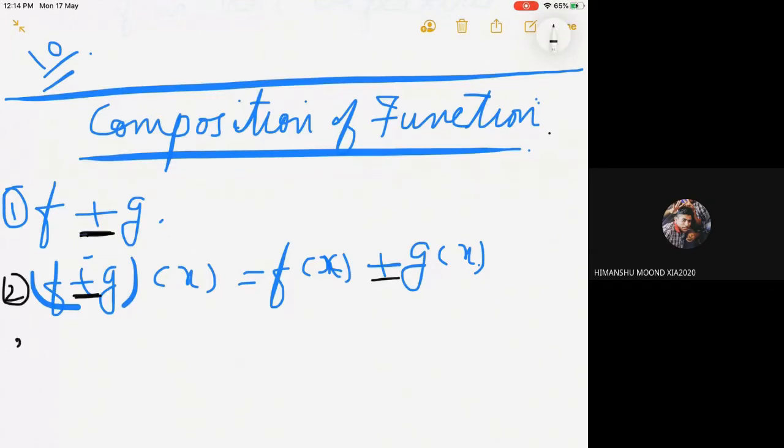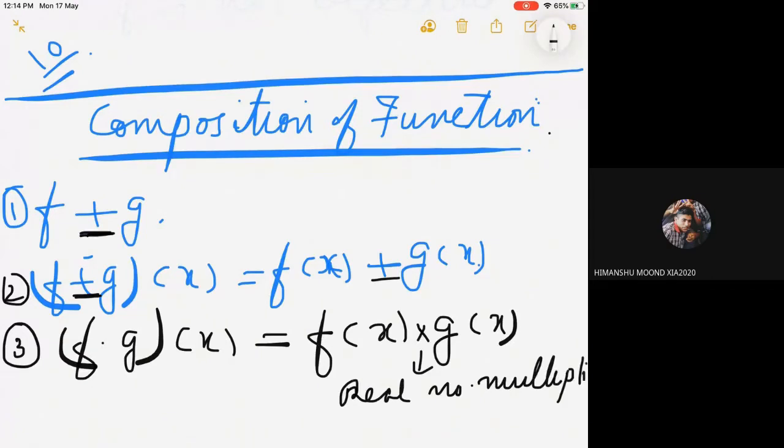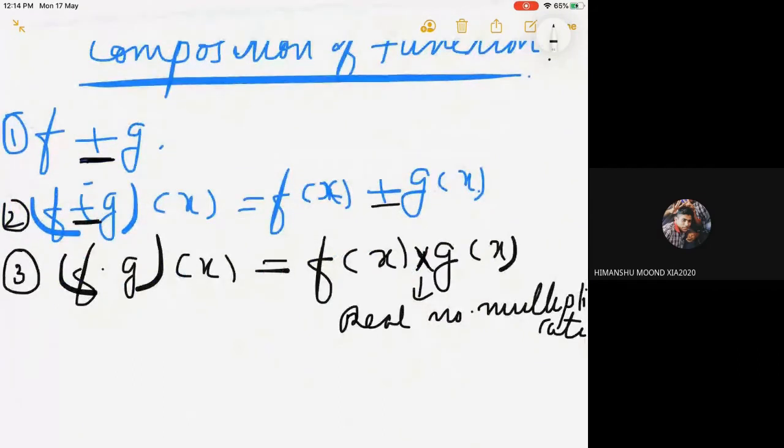Then the third one is f into g, that is also defined like f(x) into g(x). Mind that this into is real number multiplication, because we know that we are considering only real valued functions. So this into means real number multiplication. These three operations were there in class 11.